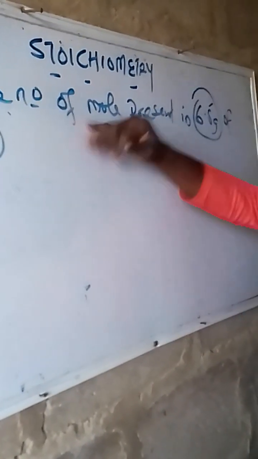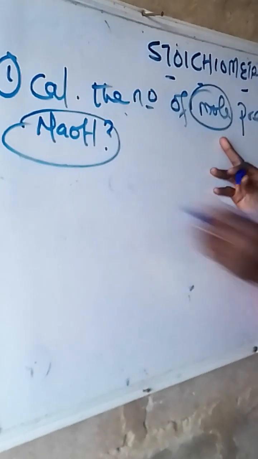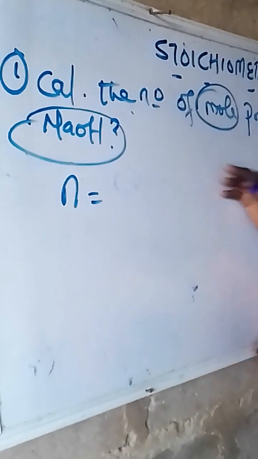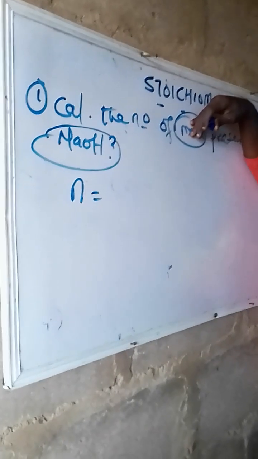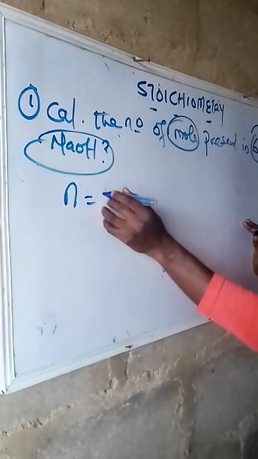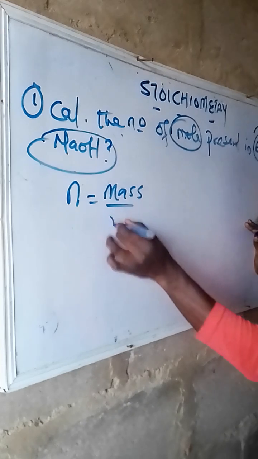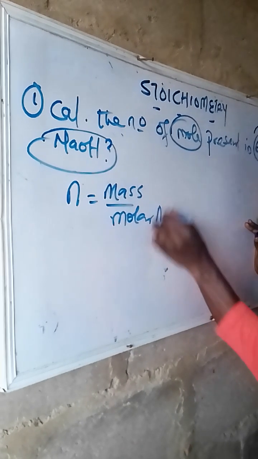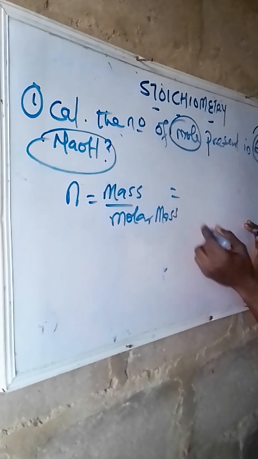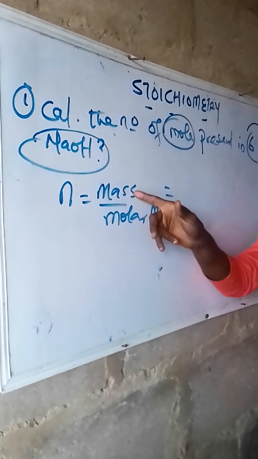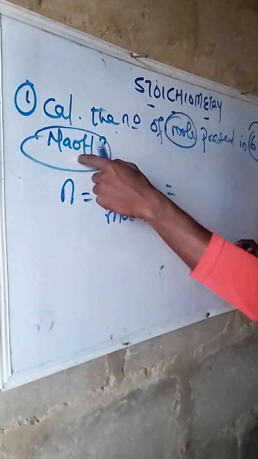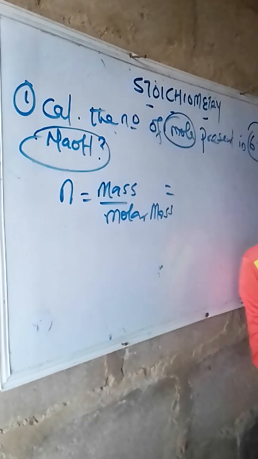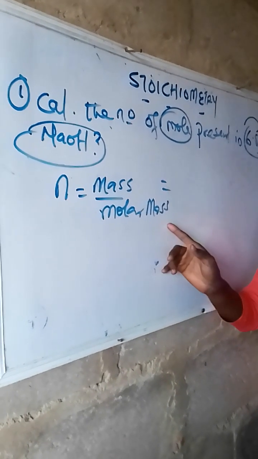That means, what are we asked to calculate? Mole. Mole is denoted as n, and the formula joining mass and mole together is mass over molar mass. Please try and understand the question. We are given the mass. Are we given the molar mass? No. But we are given the compound. Now use the compound to find the molar mass.